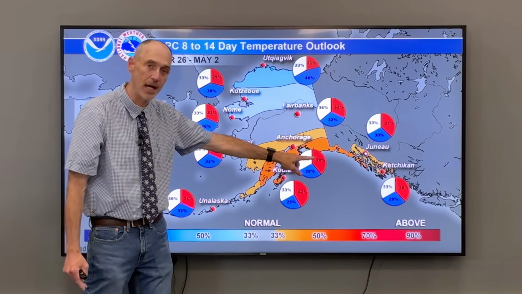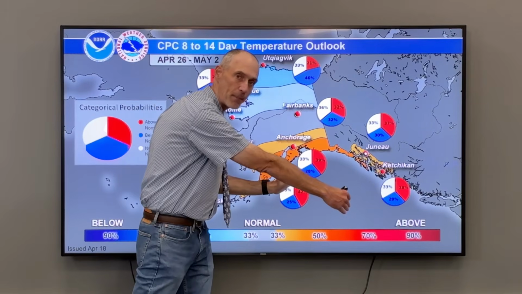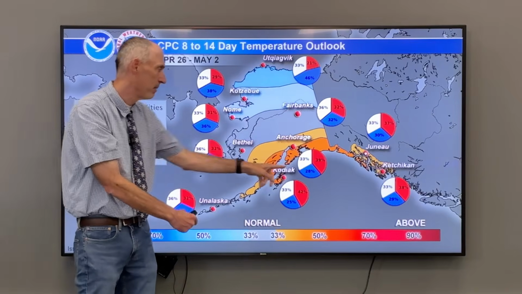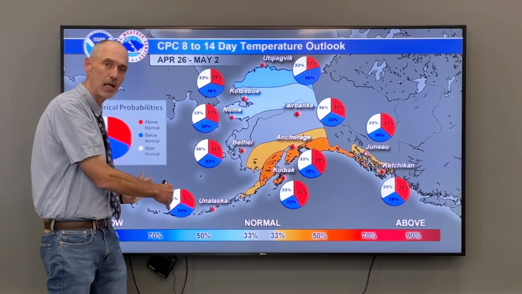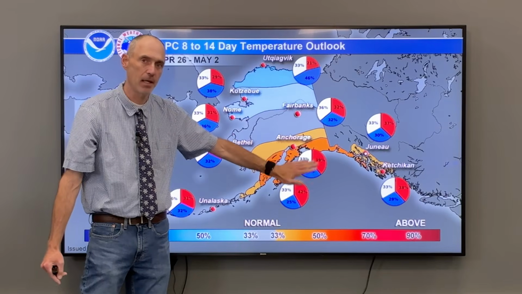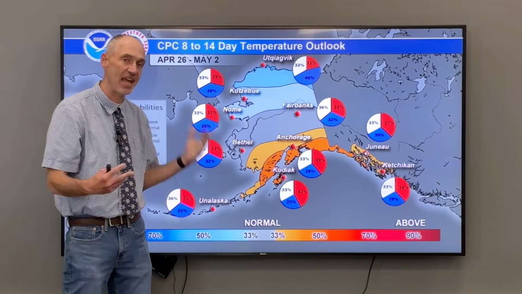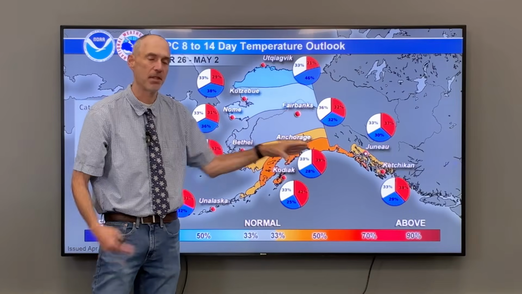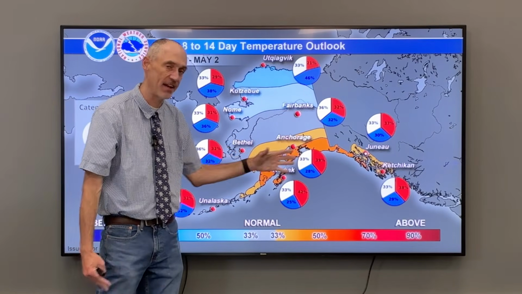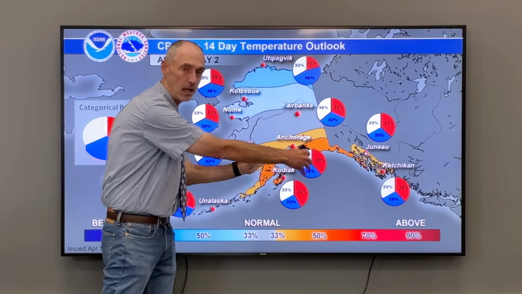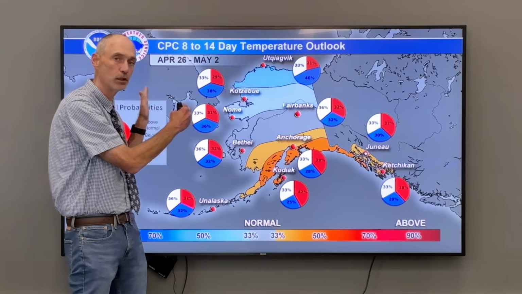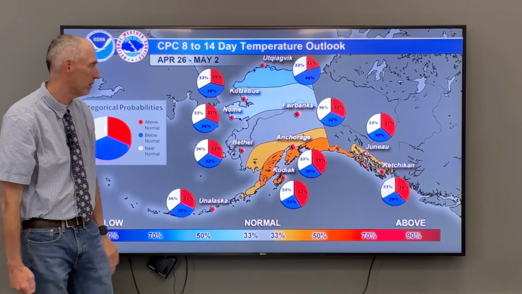Anchorage has a 39% chance of being in that upper tercile, a 33% chance of being in that middle tercile, and a 28% chance of being in that lower tercile. Okay, so there is still a chance it could be below normal, but the favored category is what we map. The favored tercile is what we map. In this case, in the southern mainland, the favored tercile is being in that upper category. In the North Slope, the favored tercile is that lowest third, that lowest tercile.